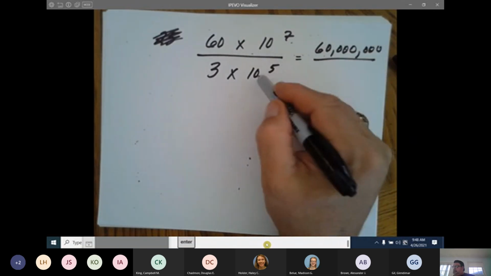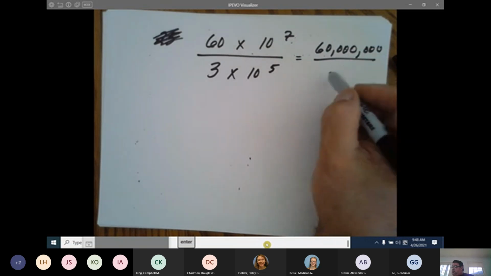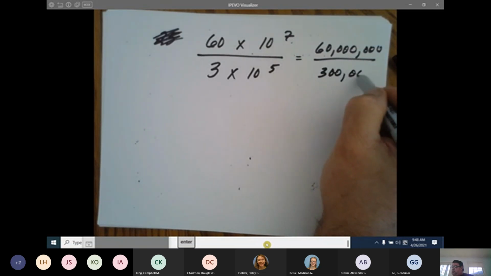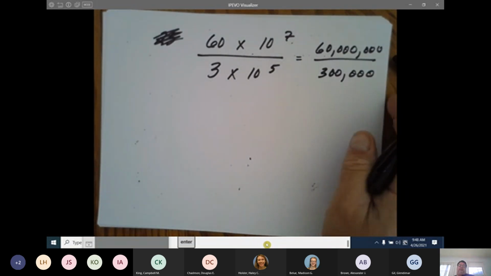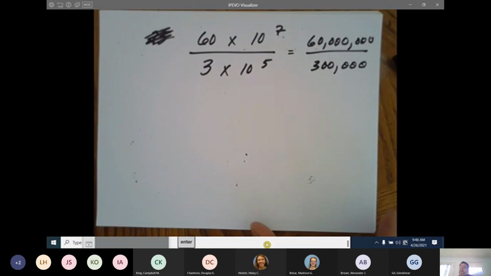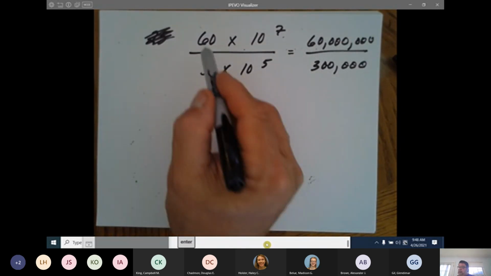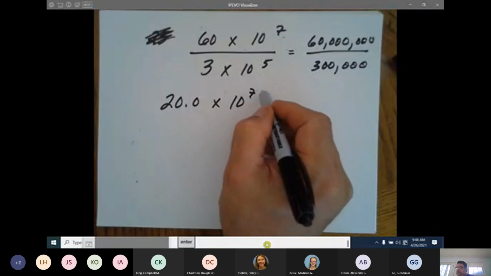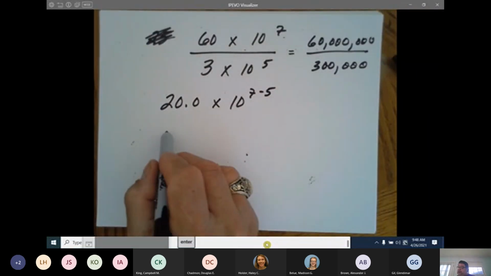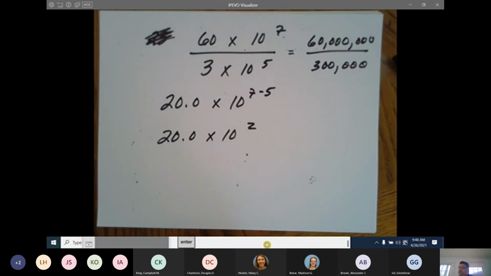Divided by 5 zeros would be 300,000. That's what you're doing, and you're doing it with scientific notation, so you don't have to rely on a calculator. So 60 divided by 3 is 20. 7 minus 5 is 2. So that's 20 times 10 to the second.